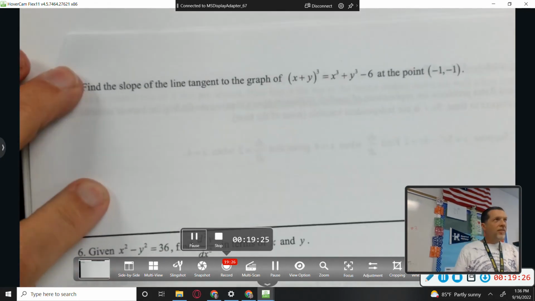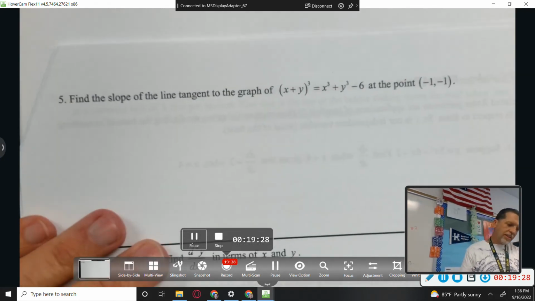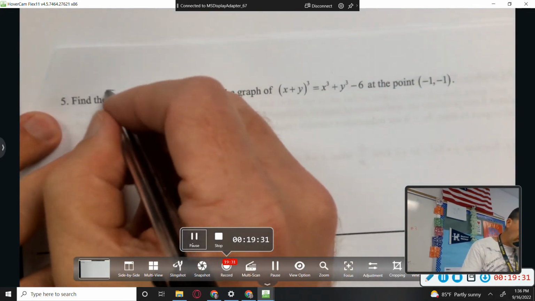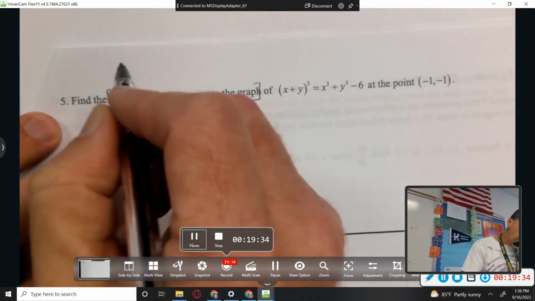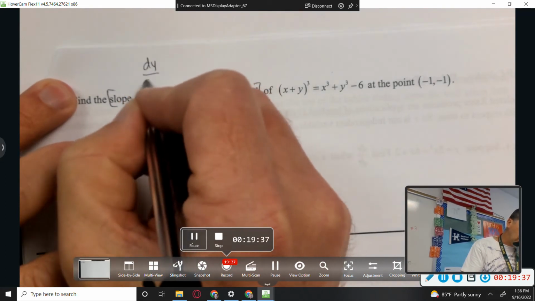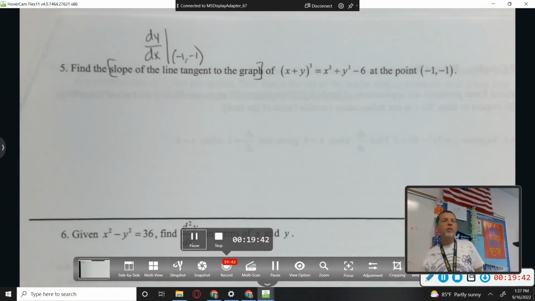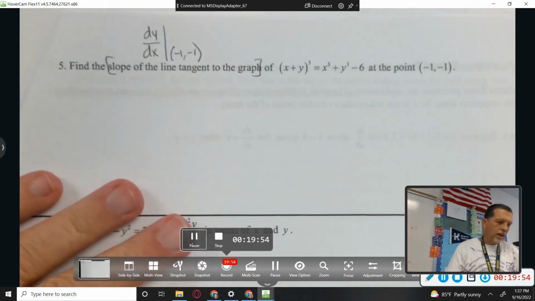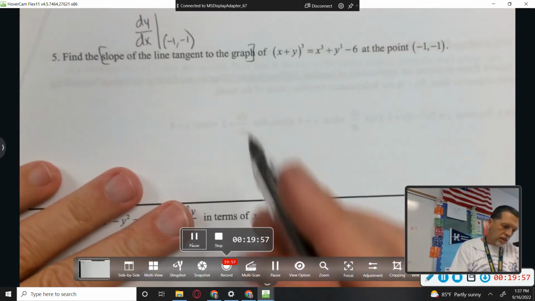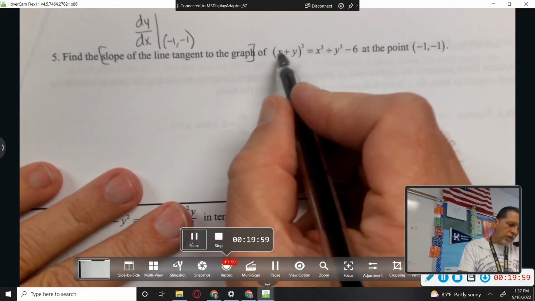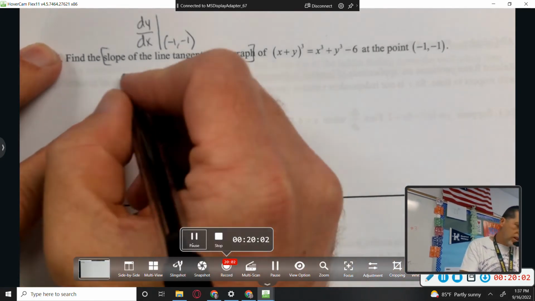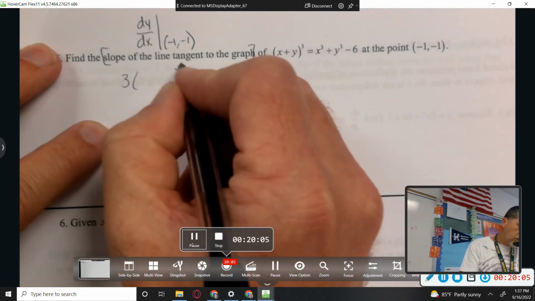Number 5. Find the slope of the line tangent to the graph, so that's dy dx, at negative 1, 1. So this time, what's different about number 5 than the previous 4? I got a point to plug in. So it's going to be the same stuff, it's just when we get to the end, I'll have to plug in negative 1, 1. Here's my orange triangle cubed, so 3 times orange triangle squared.